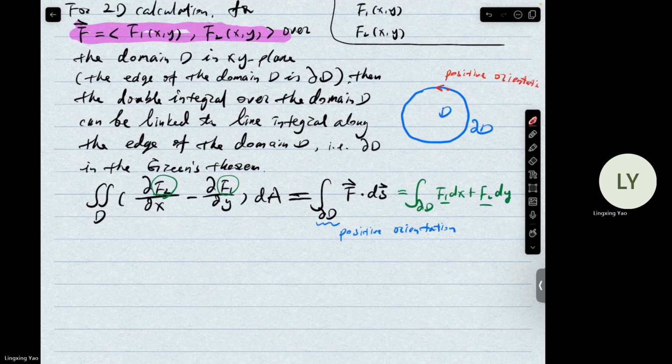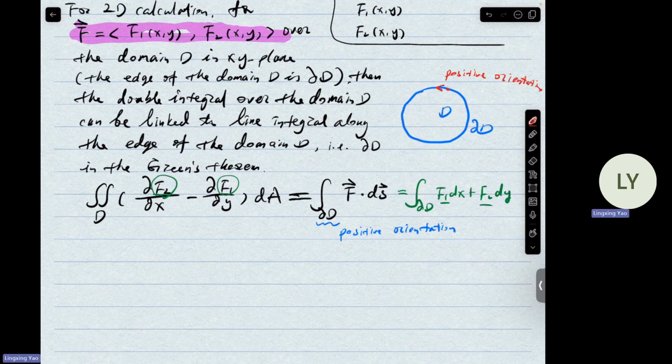Orientation. Imagine you are standing on the edge of this domain D. When you are walking around this domain, your left hand is always on the inside of the domain. So that is the positive orientation.